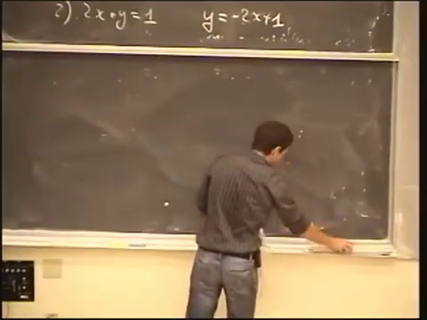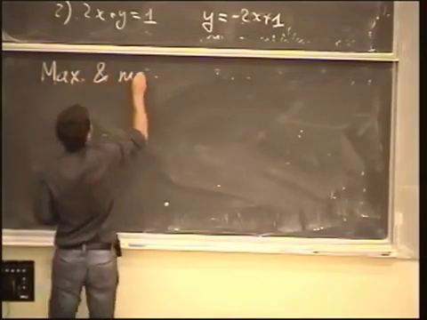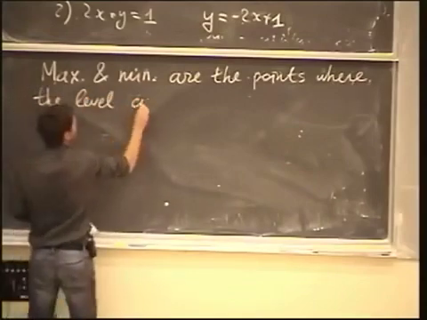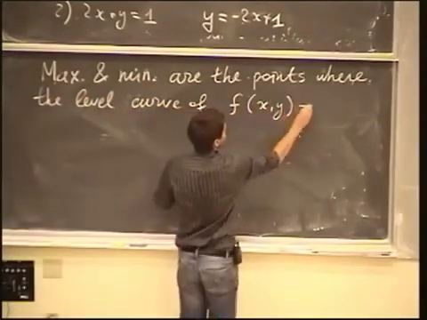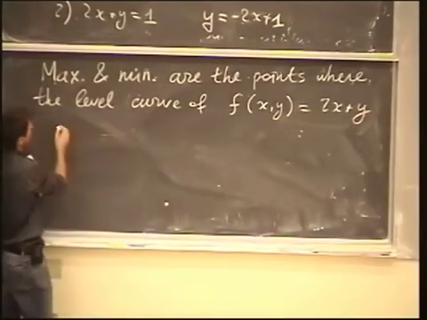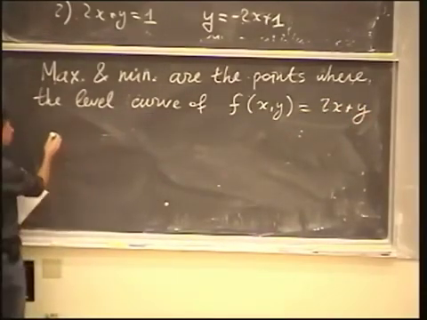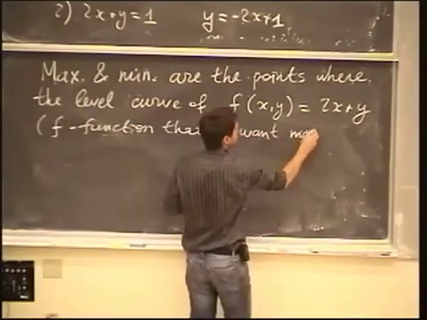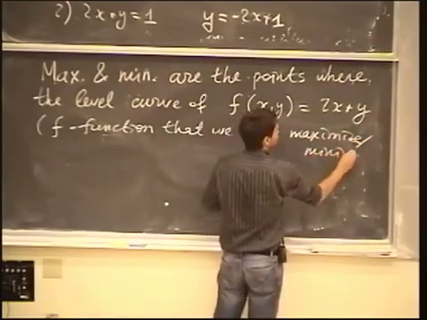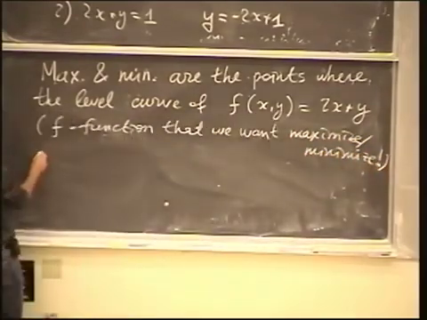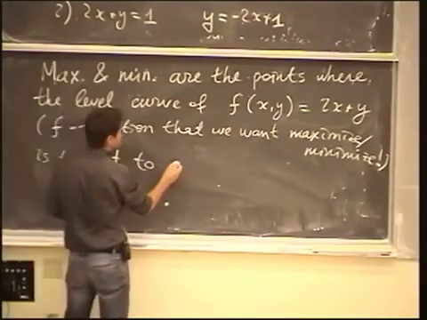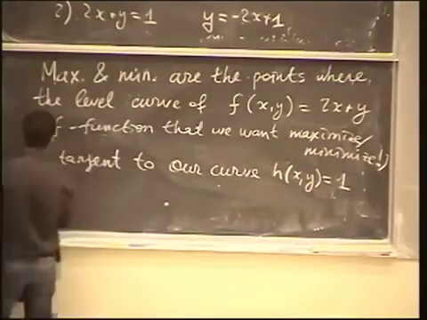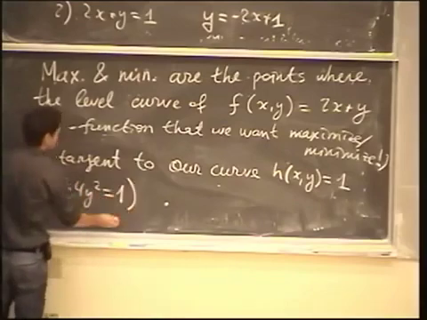So we have found that the maxima and minima are the points where the level curve of the function f of xy, which in this case is 2x plus y. In this case, the level curves are lines, but in general, they're not going to be lines, they're going to be some curves, where the level curve of the function which we want to maximize and minimize, so f is the function that we want to maximize or minimize, okay, is tangent to our curve, which is this h of xy, which equals 1. So it is x squared plus 4y squared equals 1. So that's the given curve.